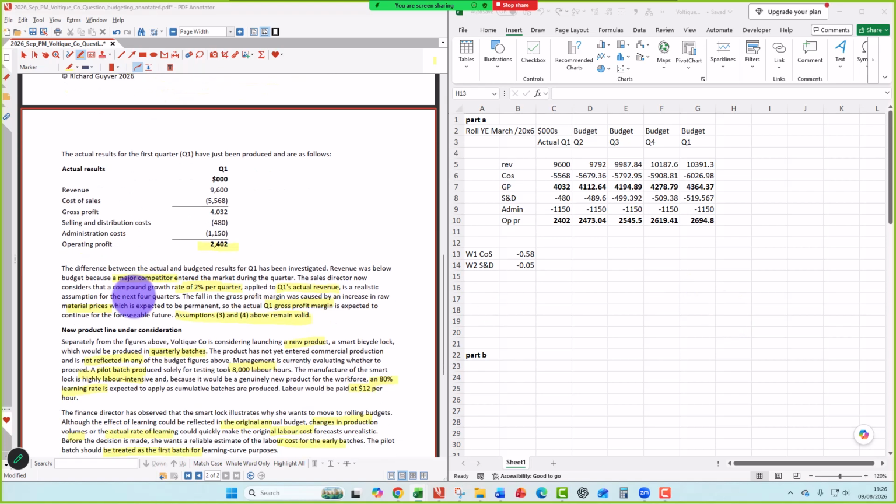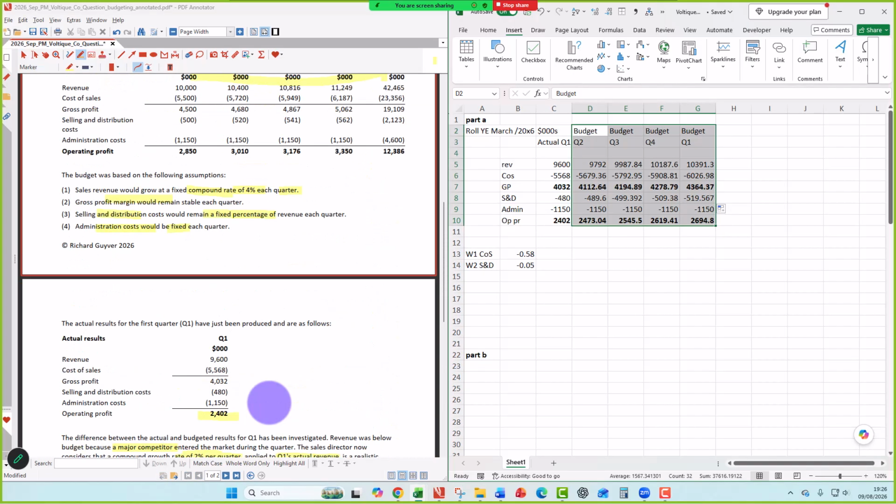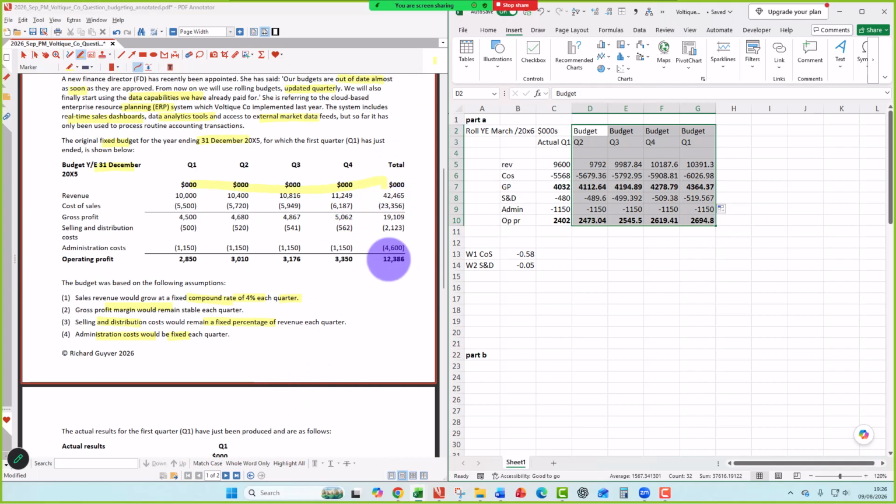So that's part A done. And one of the questions is whether you should do the total for the budget, so whether we should do another total column. Because it didn't ask us to, I would think there's probably not any marks there. But then in the question, they have got a total. So I think it's probably good practice.